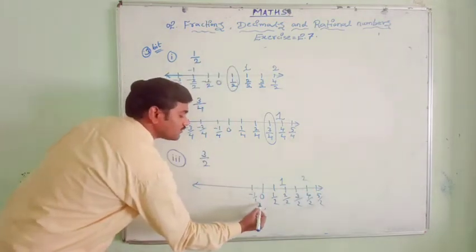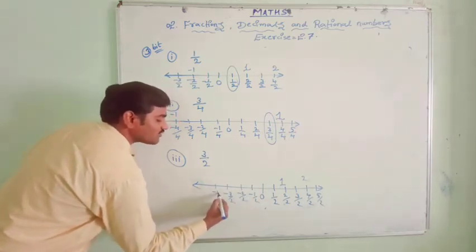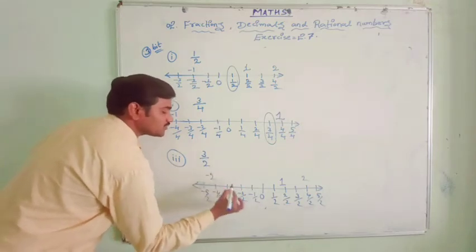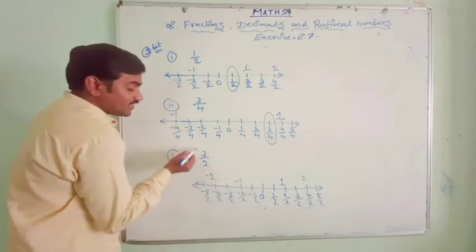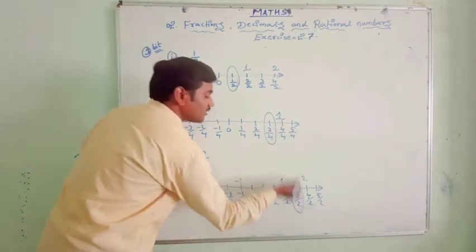Here minus 1 by 2, minus 2 by 2, minus 3 by 2, minus 4 by 2, minus 5 by 2. Minus 4 by 2 is nothing but minus 2, and here it is minus 1. What we need to highlight and mark is 3 by 2. Here it is, plus 3 by 2.